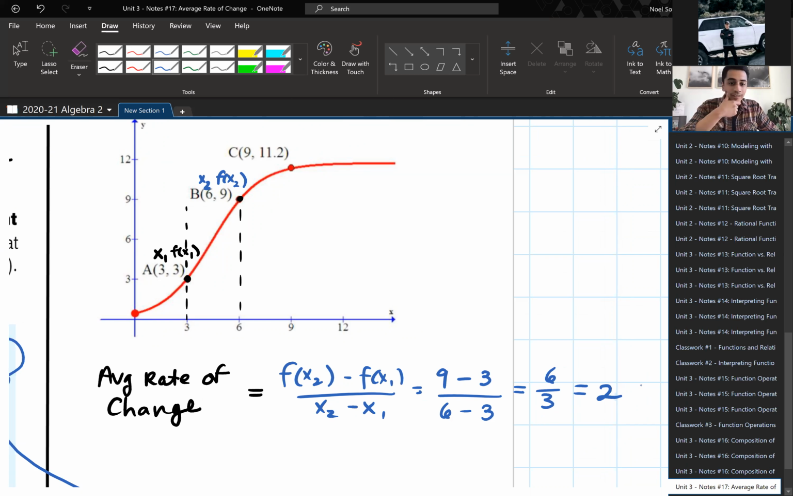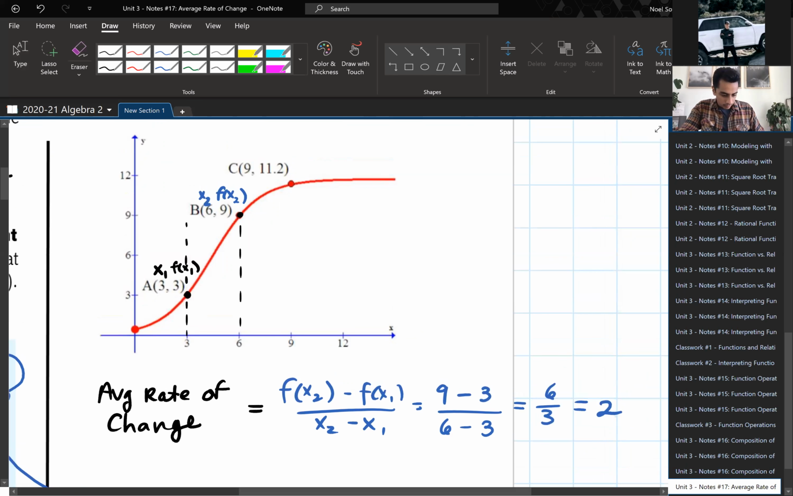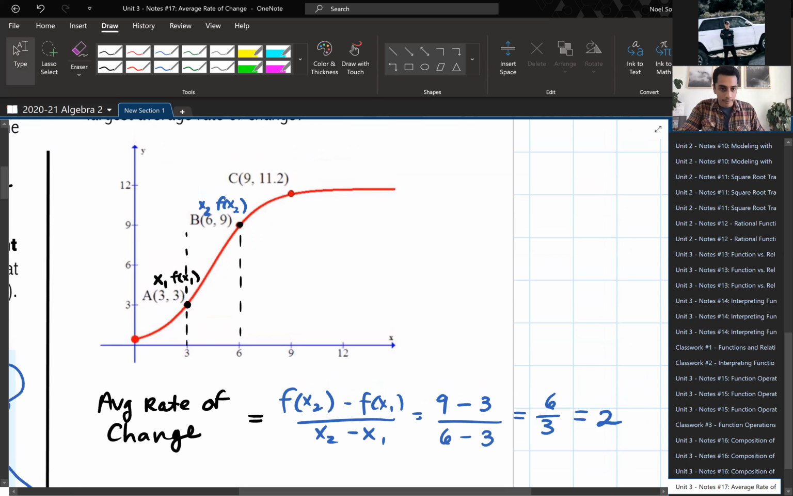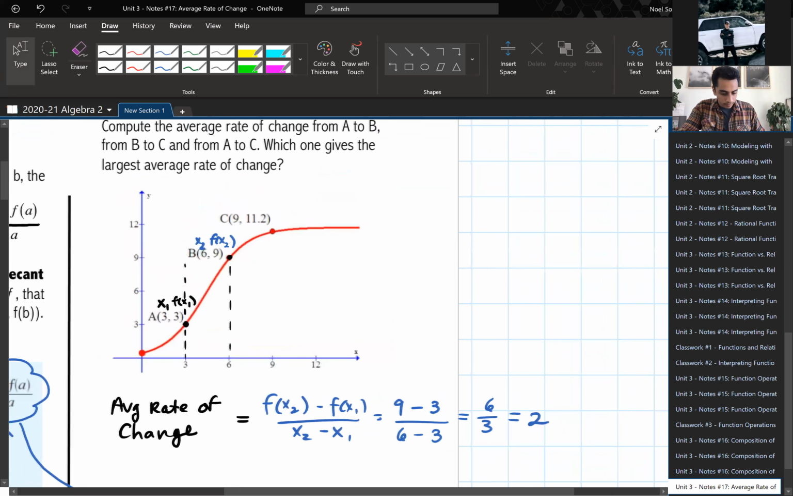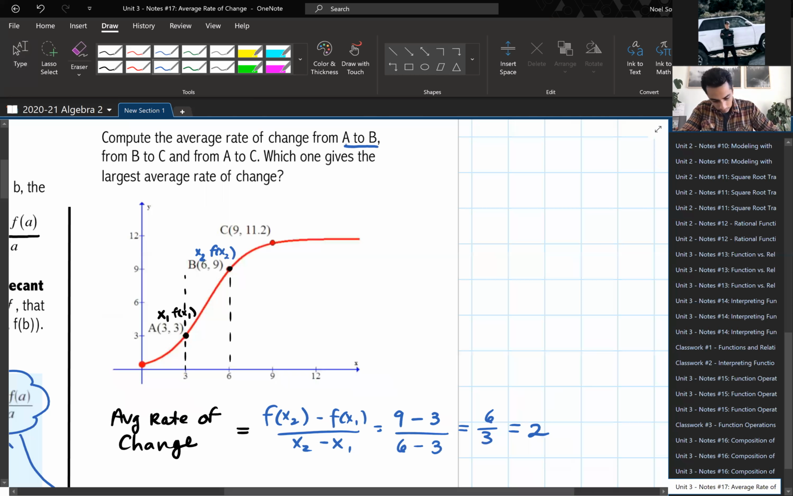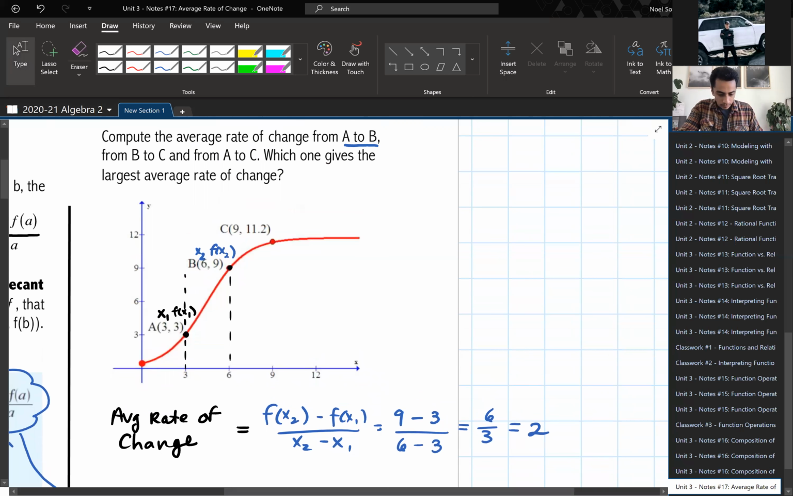We're not using C because we weren't asked to calculate the slope for C yet. The question was only the average rate of change between A and B, or big A and big B. So this was our first one, from A to B. All right, any questions so far?